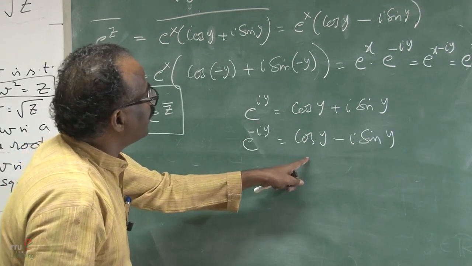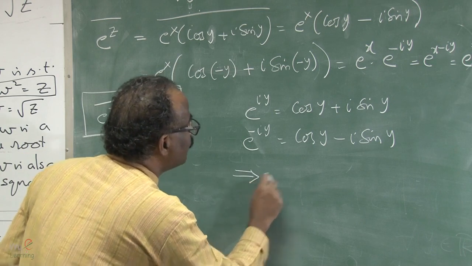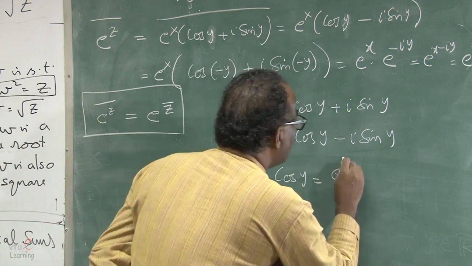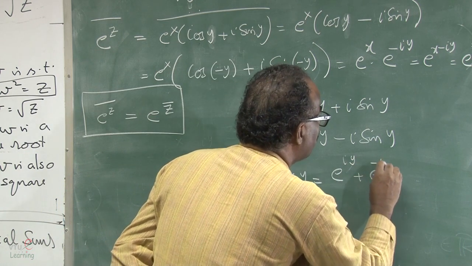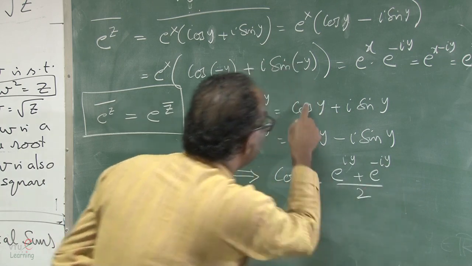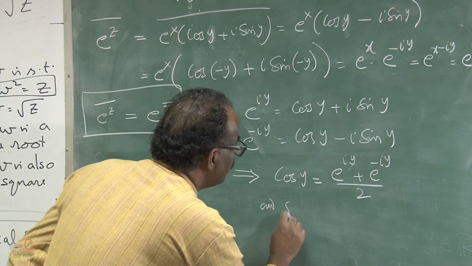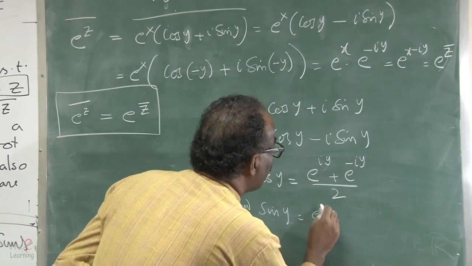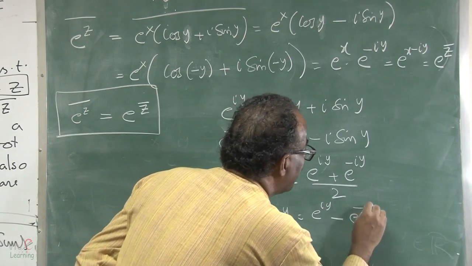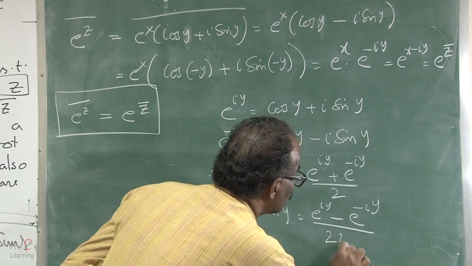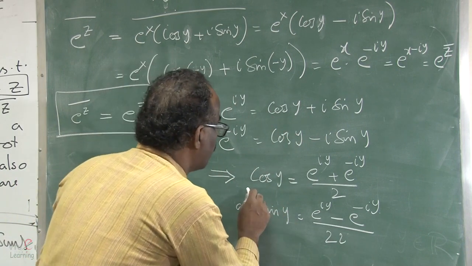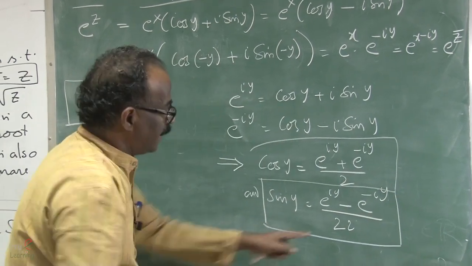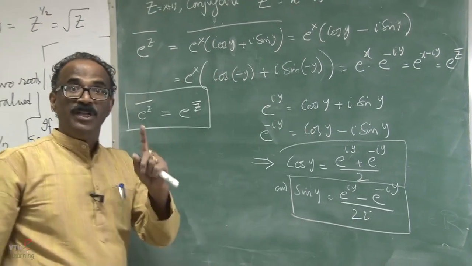So if you add and divide by 2, this immediately tells you cos y is equal to e power i y plus e power minus i y by 2. If you subtract, you get sin y is equal to e power i y minus e power minus i y by 2i. So don't forget this i. This is very important. Cos y is the average, and for sin y, there is an i here. So don't miss that when you write your proofs.